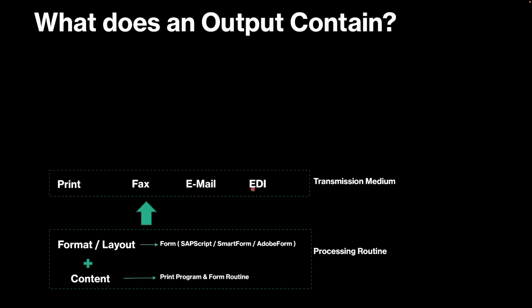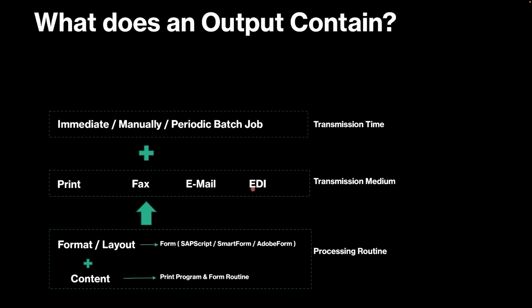Then once your transmission medium is determined, you need to determine the transmission time. That is, when you want to send this message. Let's say that when you create a purchase order, you want to send this message immediately once you save this PO. So in that case, what will happen? The moment you save the PO, the system will send this message to the vendor immediately. If you have configured print format, then the system will immediately print that purchase order. If you have configured email, then the system will send the email immediately once you save the PO.